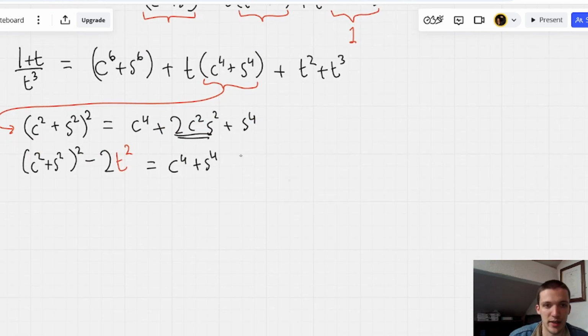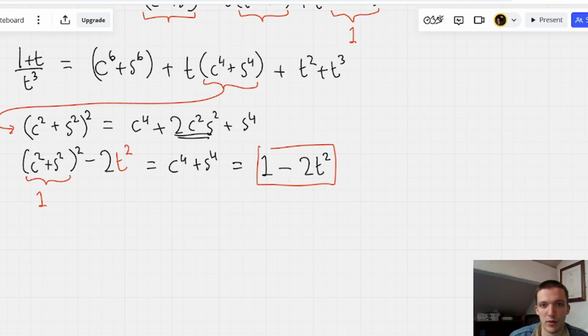Now this is really, again, c squared plus s squared, this is equal to 1, and therefore we're going to get 1 minus 2t squared. So this is really what should go in this bracket in terms of t, is 1 minus 2t squared. Cool, that's interesting. Let's do the same thing with c to the 6 plus s to the 6.